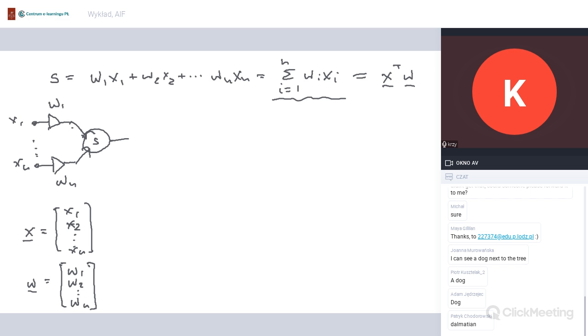If I underscore something, I will be trying to emphasize that this is a vector. I will be trying to be consistent. Sometimes if I forget, please let me know.